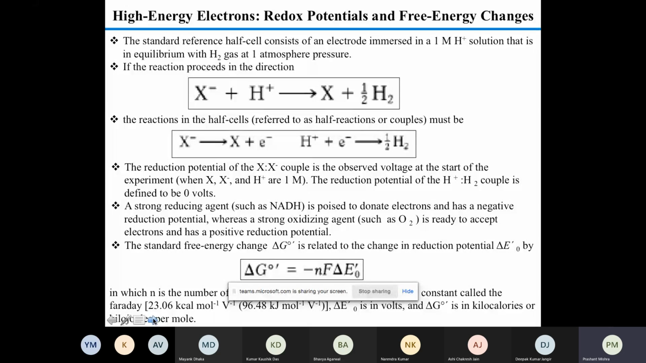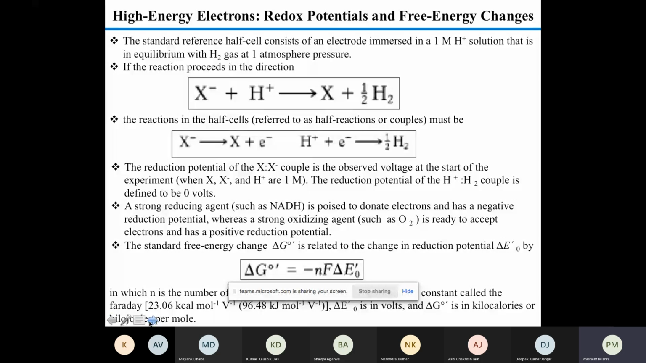And then you should have the other half of the reaction. Here you have X minus, which gives you X plus electron. In other words, proton plus electron gives you half H2. Why I'm discussing this is because it is very important to know that when one electron is transferred from NADH to molecular oxygen, how much energy we are going to generate. That means I can convert this reduction potential into a delta G value. You have an interconversion, and this equation is known to you: delta G0 prime is given by minus nF delta E.